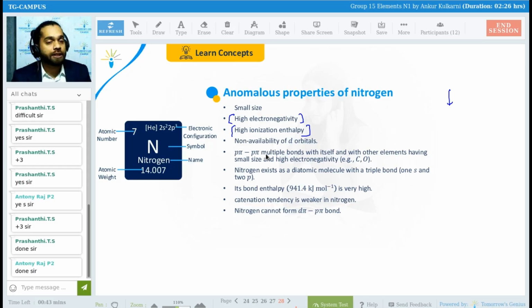Anomaly means it is showing some different behavior. Correct? So over here it is saying high electronegativity. Over here it is saying high ionization enthalpy. Correct? So why is it an anomaly? Why is it a different behavior? We know that as we go down the group, the electronegativity decreases. So why is it a different behavior?